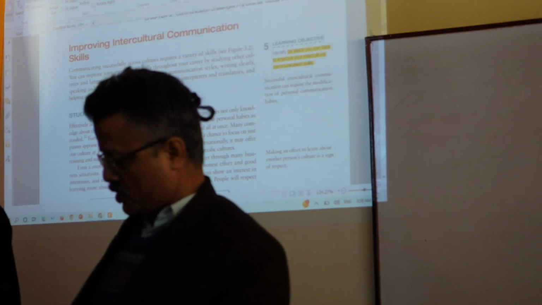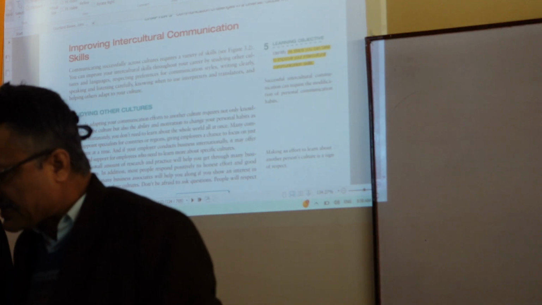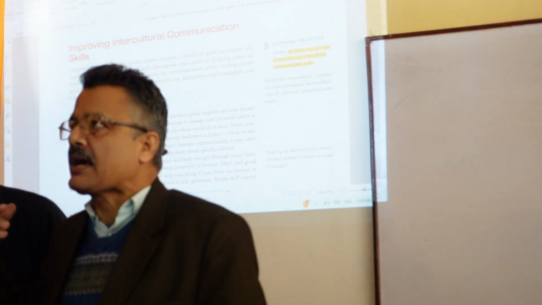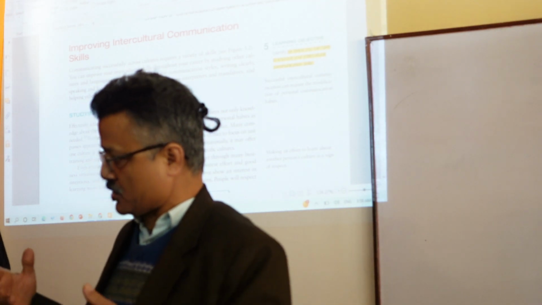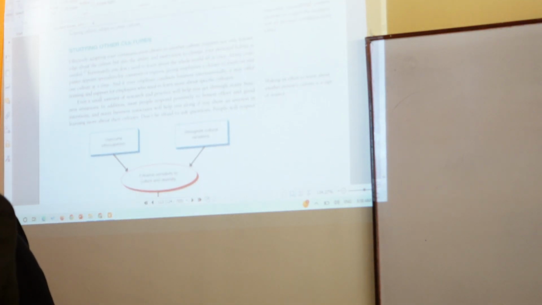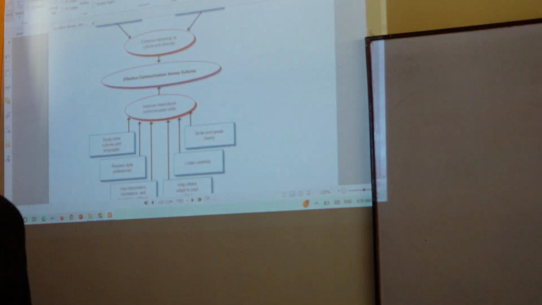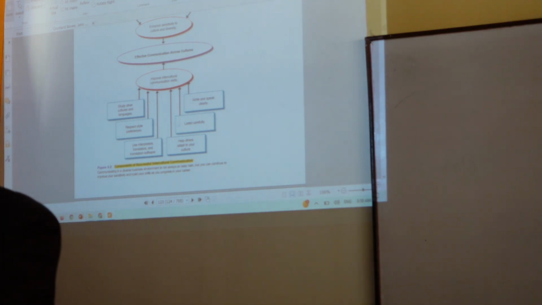Suppose we belong to different cultures, and so intercultural communication is you modify the communication as per the situation, right? You can change your style as per the surrounding situation. Okay, let's read this graph. It may help us. Components of successful intercultural communication.